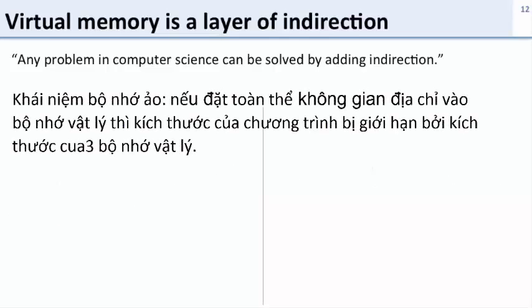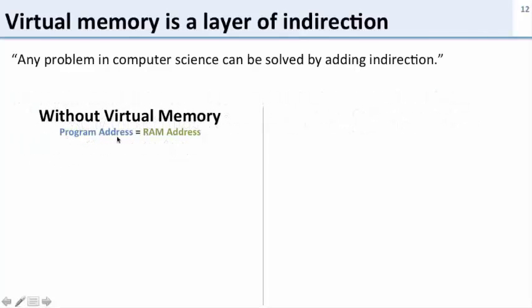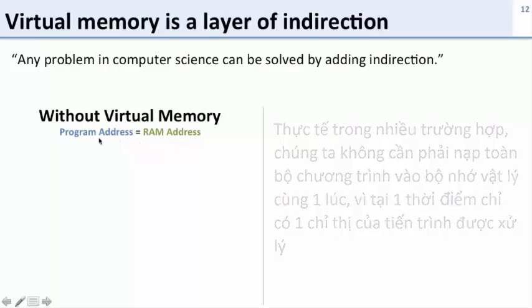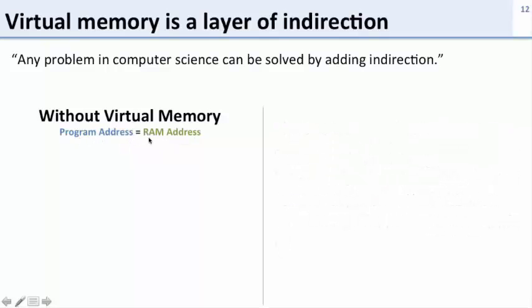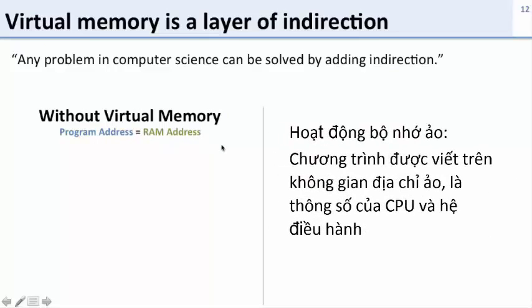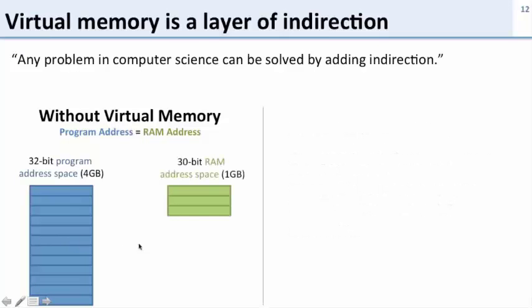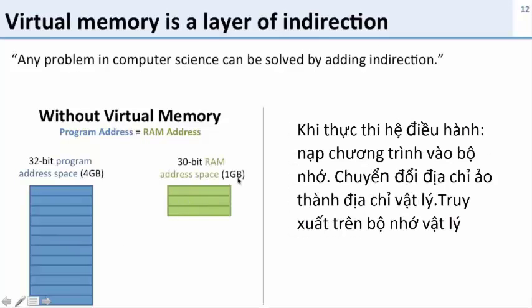Let's take a look at how this works in virtual memory. Without virtual memory, we don't have indirection. The program address that the program uses in MIPS is exactly the same as the RAM address. So if the program tries to load from address 1024, it's going to look for RAM address 1024. So here's our 32-bit address space the program guarantees, and here's our 32-bit address space if we only have 1 gigabyte of RAM in our computer.